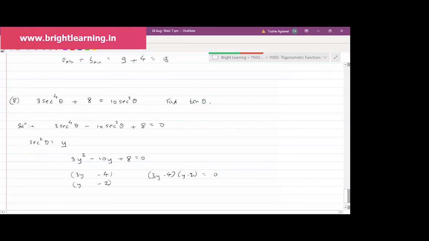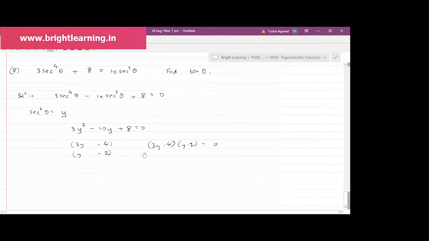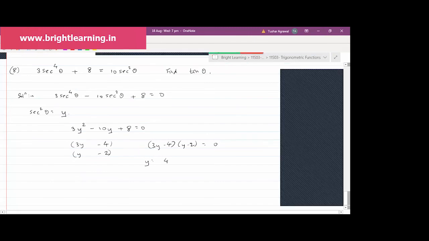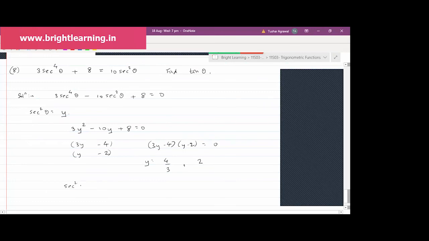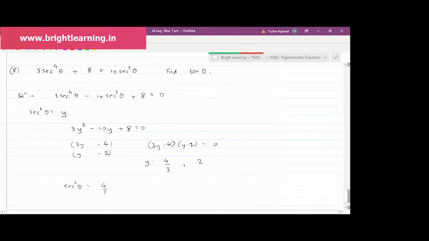Whatever method you feel preferable, do that. 3y minus 4, y minus 2, so y will turn out to be equal to 4 upon 3, or y will be equal to 2. Means sec square theta is either 4 by 3 or sec square theta is equal to 2.